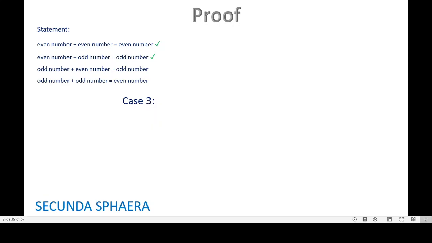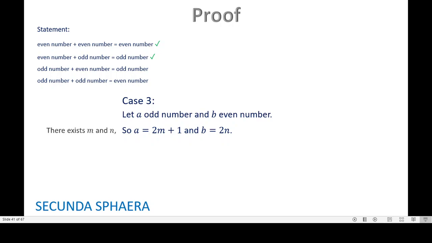Case 3 is pretty similar to case 2. We are just going to have the symmetrical problem. Now, A is an odd number, B is an even number. So A equals 2n plus 1 and B equals 2m. Again, details about m and n. We do the addition, and now we are going to commute 1 and 2m, and we are also going to factor the 2, and we end up again with the double of a quantity plus 1, so we are done.